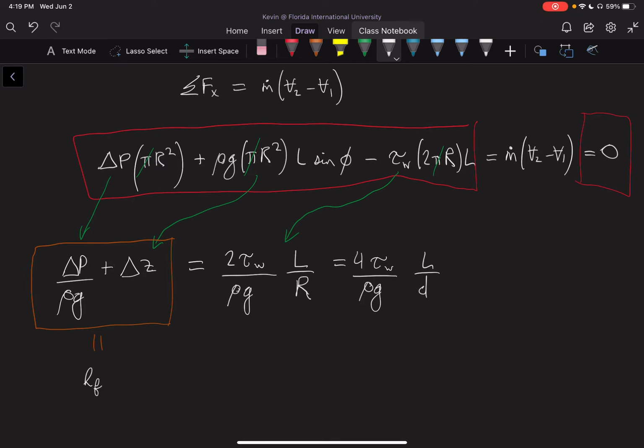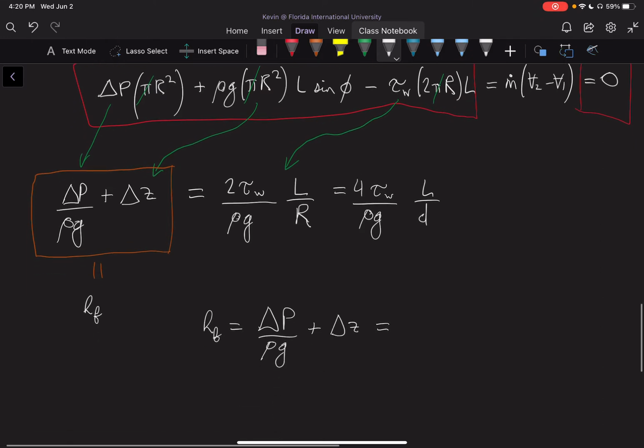So we can say that HF is equal to delta P over rho G plus delta Z, but is also equal to, in terms of shear stress, 4 tau W over rho G times L over D, if we use diameter, or we can also use it in terms of radius, which would be 2 tau W over rho G times L over R if you're using the radius. So we have this equation essentially for our HF.